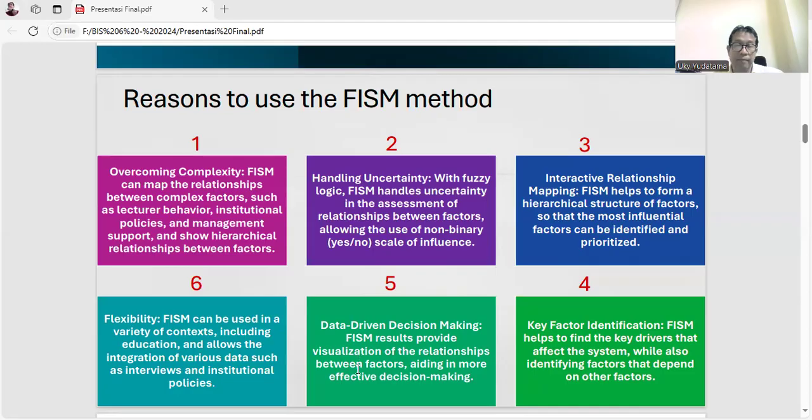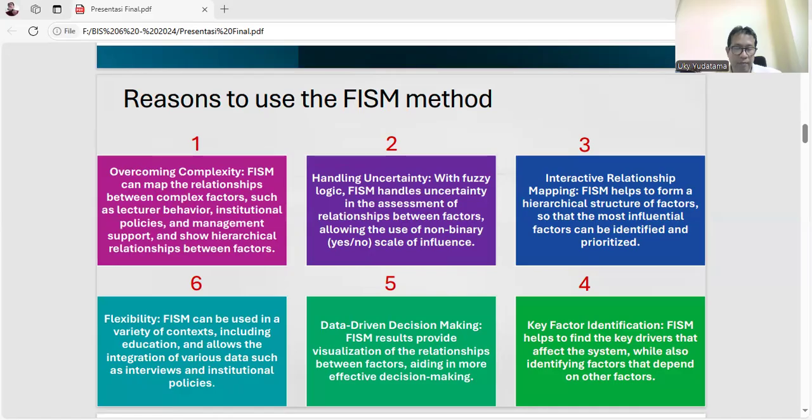Three, interactive relationship mapping. FISM helps create an interactive map of relationships between factors. This approach reveals the most influential factors in the system, allowing for identification and prioritization based on their significance. Four, key factor identification. By applying FISM, we can identify key drivers that have the most significant impact on the system. We will also recognize factors that depend on others. This allows for better targeting of intervention.